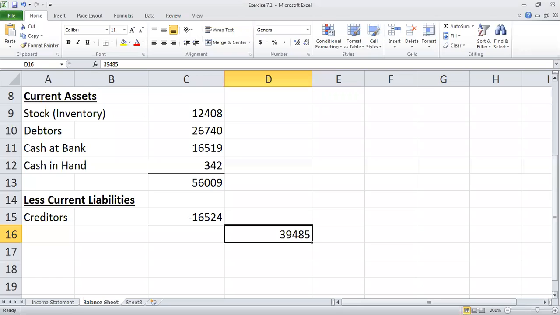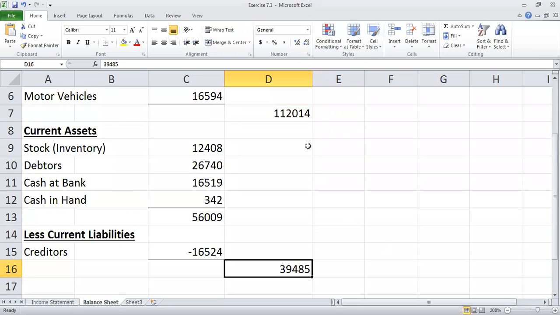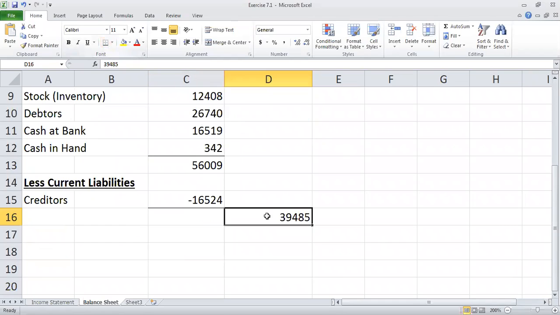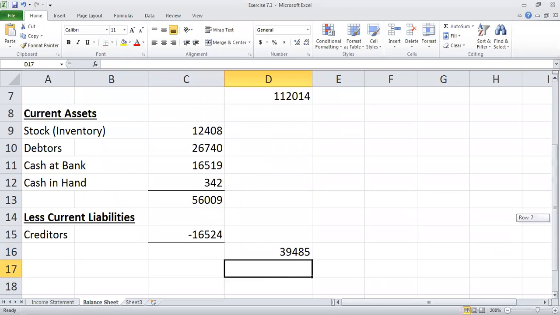And this now will be added to the 112,014. So you now have 112,014 plus 39,485. That would be equal to 151,499.